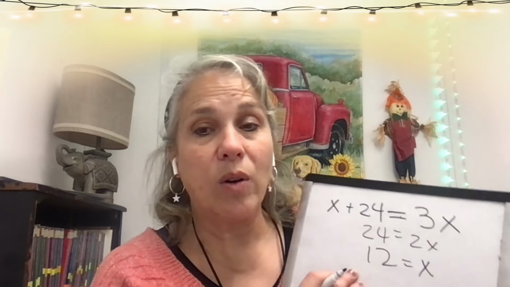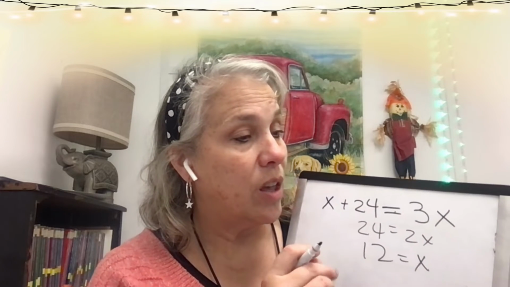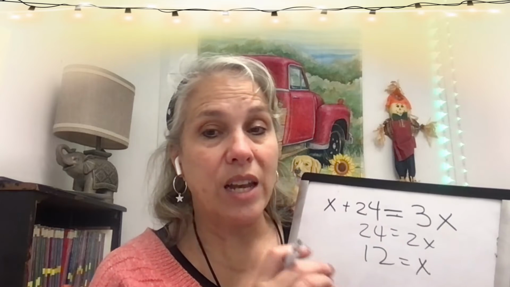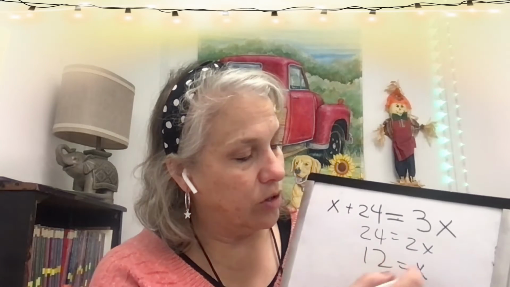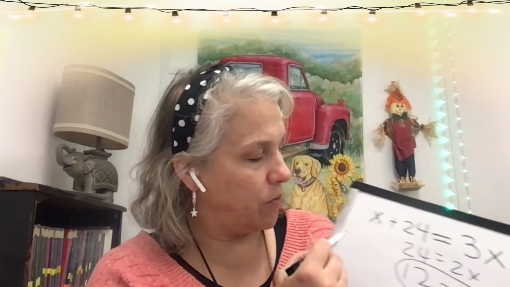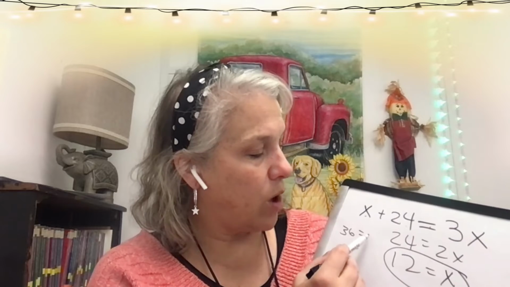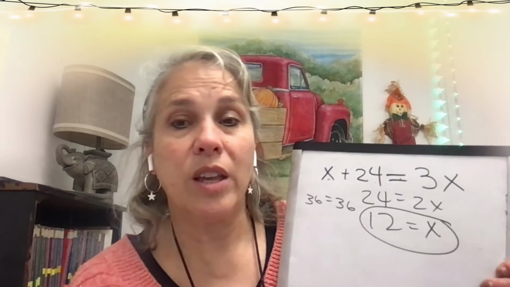2x, 12 equals x. Now, if that's the case, the question is, what is the number? Okay, it looks like the number is 12, so let's check it out. 12 plus 24 is 36. 3 times 12 is 36. So it checks out. That's the answer for number 18.